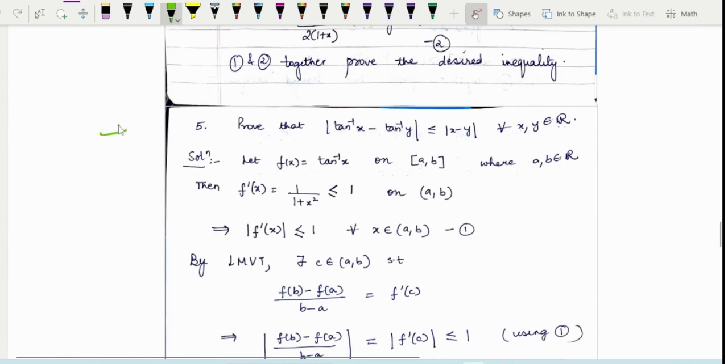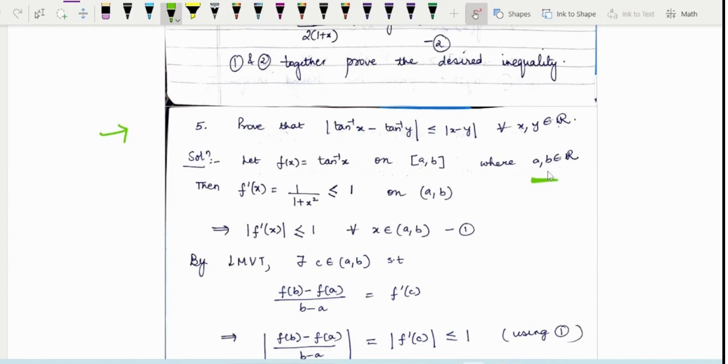Now look at this one. This is slightly different. You have to show mod of tan inverse x minus tan inverse y is less than equal to mod of x minus y for every x and y in R. Now since you have to prove it for every x and y in R, let's fix up two real numbers a and b and try to prove this inequality for those a and b. That means this pair a and b. And since this pair has been randomly chosen, so see this arbitrarily chosen pair, if I can prove this inequality for this pair a, b, then I'll be proving it for every choice of x and y lying in R.